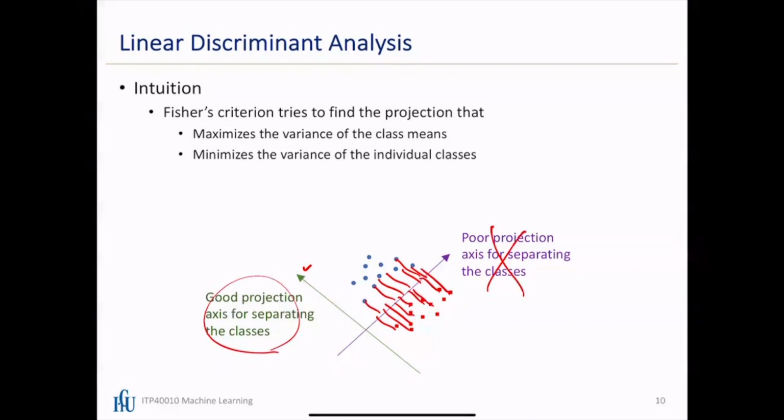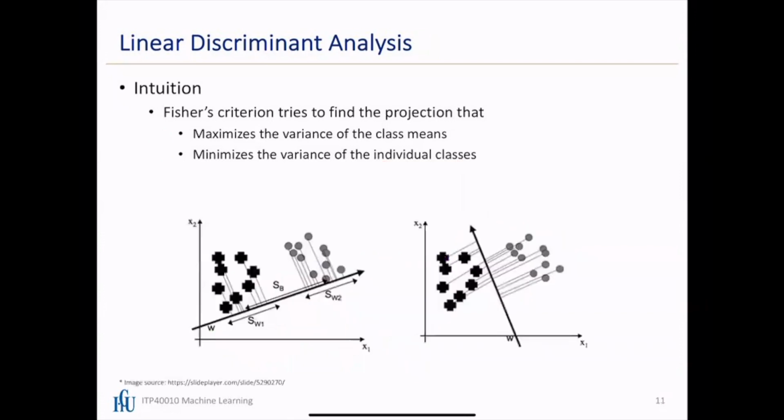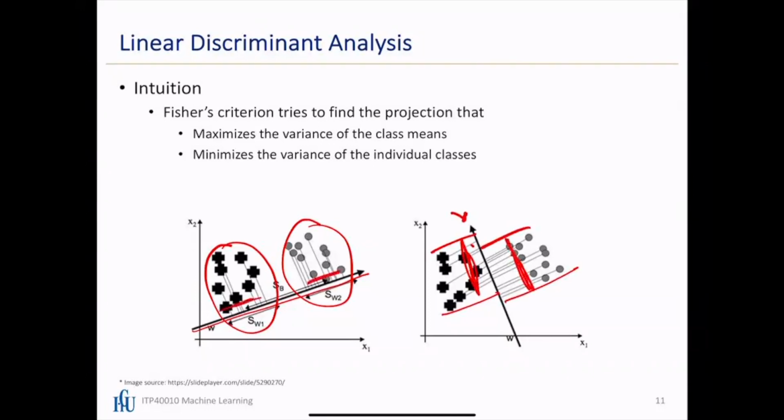So we were talking about things only visually, but we can essentially summarize it in two sentences. We want to maximize the variance of the class means. At the same time, we want to minimize the variances of the individual classes. Let's try to find out what this means. We want to find a projection like this. Here, the individual class variance is smaller compared to this projection. So the individual class variance here is larger than here.